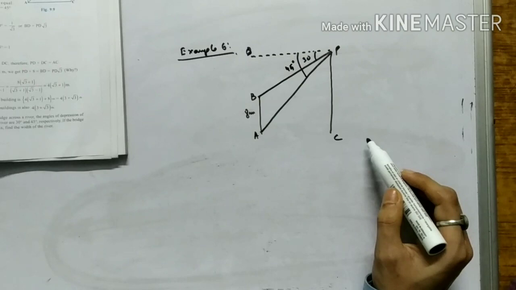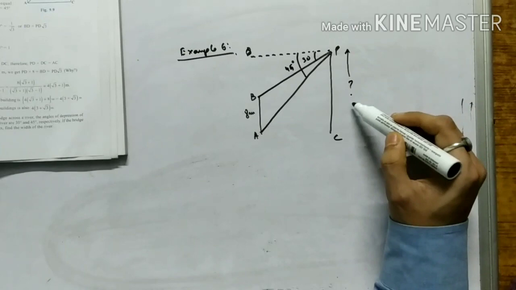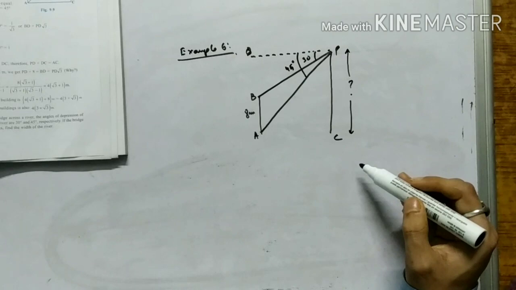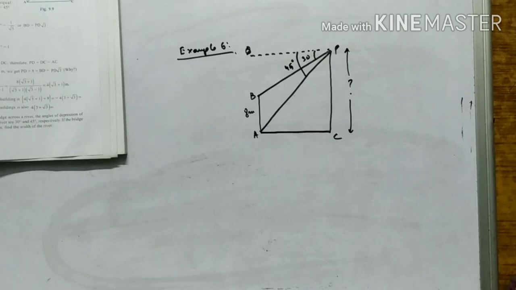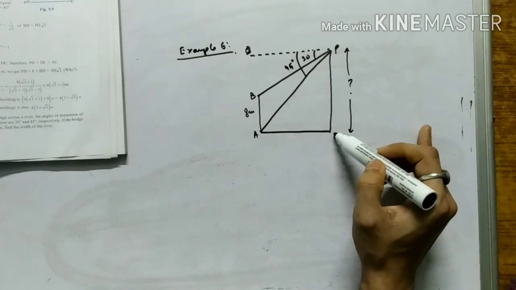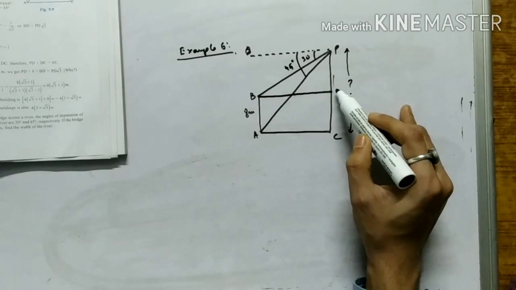So find the height of the multi-story building. PC value I have to find here. And the distance between the two buildings, that is AC, I will have to find here. Now from point B, I will draw a perpendicular on this line PC, and I will name it D.